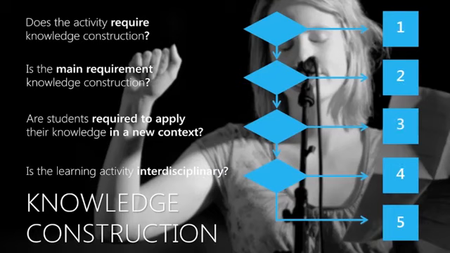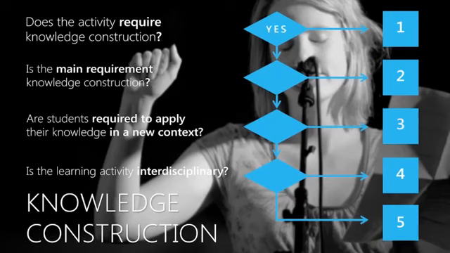The power of using a decision tree is that it provides a framework for designing learning activities, and in this case, designing opportunities for knowledge construction. Considering each of these questions is useful when designing a learning activity. For example, there are times when you will want students to construct knowledge, but there are also times when they will need to revise or reproduce information they are given.